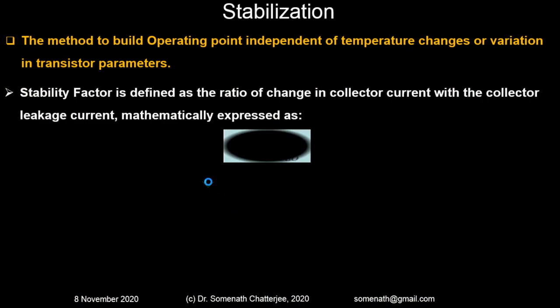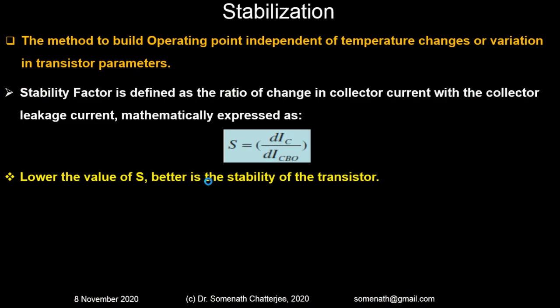Okay, so mathematically we can write S is equal to dIC by dICBO. The lower the value of S, the better the stability. Whatever circuits we design, our main objective should be to reduce the value of S. Then we can get better stability of the transistor.